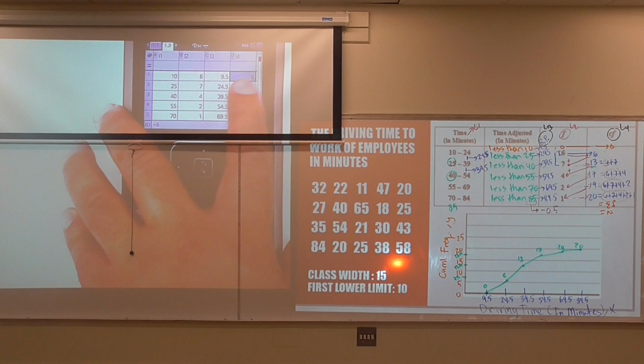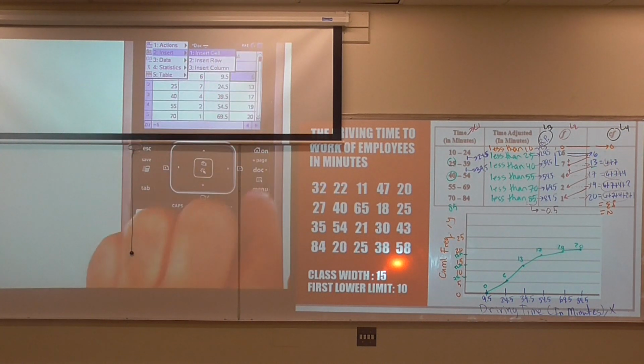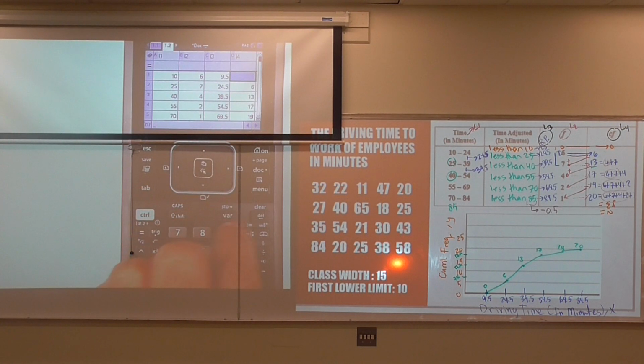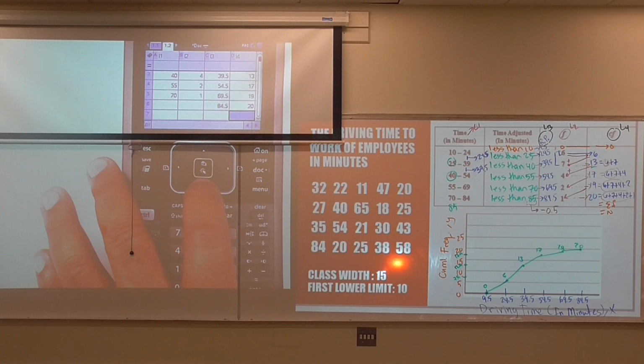And now over here, remember, the 9.5 is supposed to correspond to 0, while the 24.5 is supposed to have the 6. That means I have to insert and bring this down. So what I'm going to do here is press menu, go to insert, insert cell, and now it's inserted, and now right there I can put 0. And now everything is set up from first boundary to last boundary.